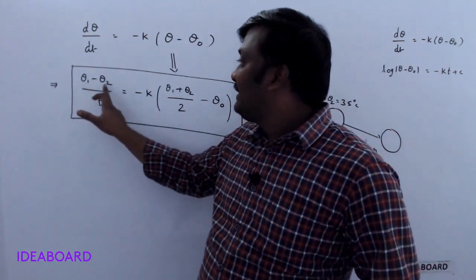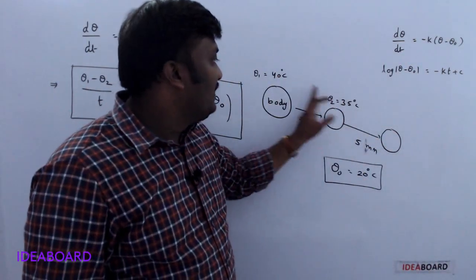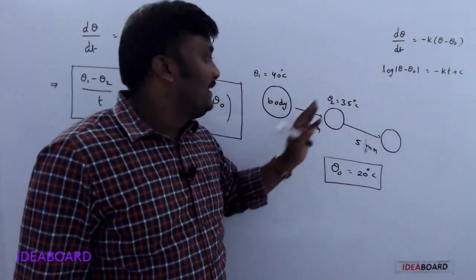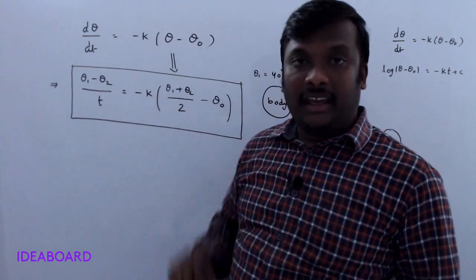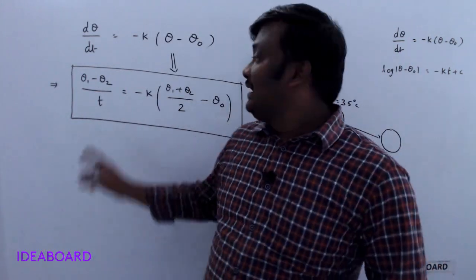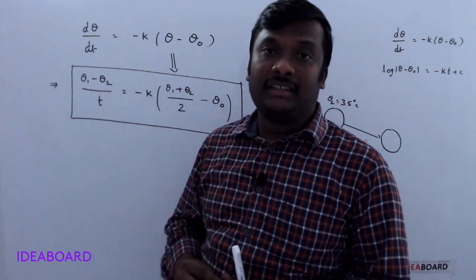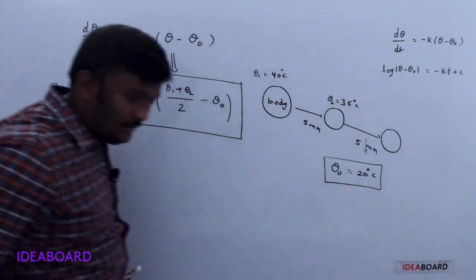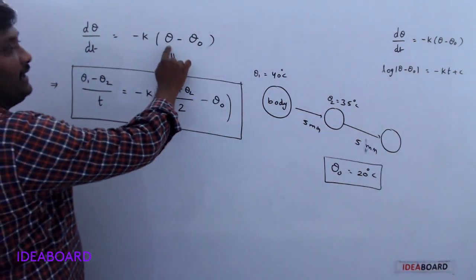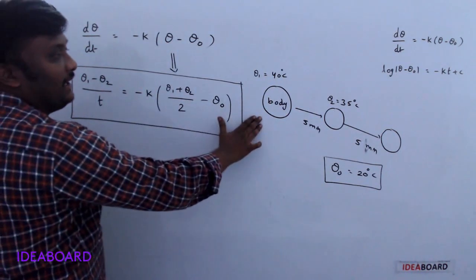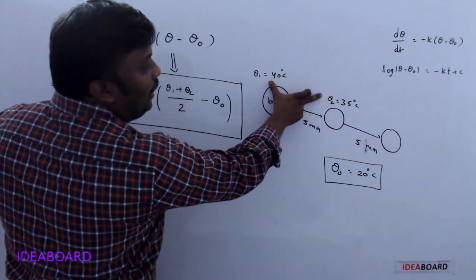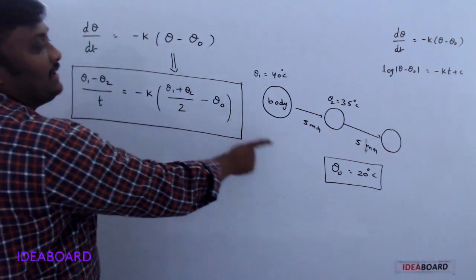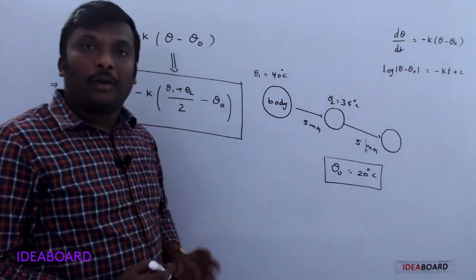What is theta 1 minus theta 2? The temperature difference, and t is the time taken for this temperature to fall. K is a constant value. For numericals, first find K, then it is very easy. Next, what is theta here? Theta is nothing but the temperature of the body. In this case, we take the average of these two values, theta 1 plus theta 2 by 2, minus the surrounding temperature. Do you understand now?